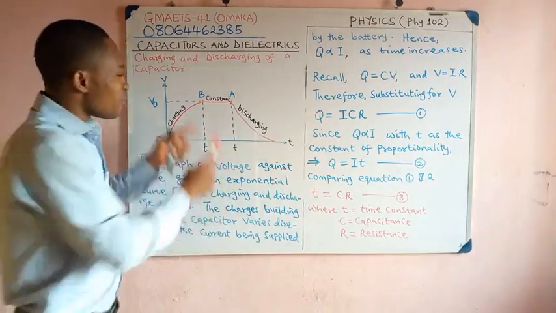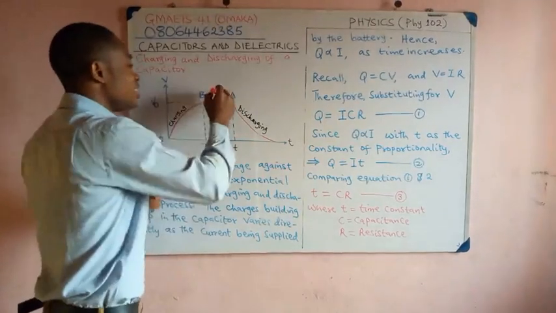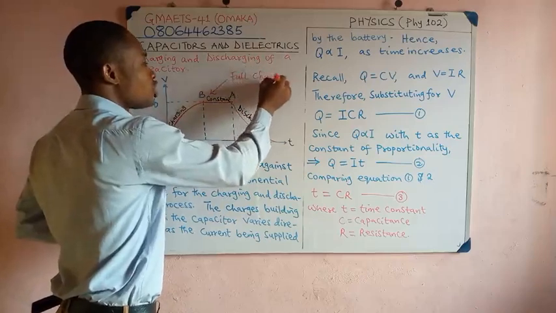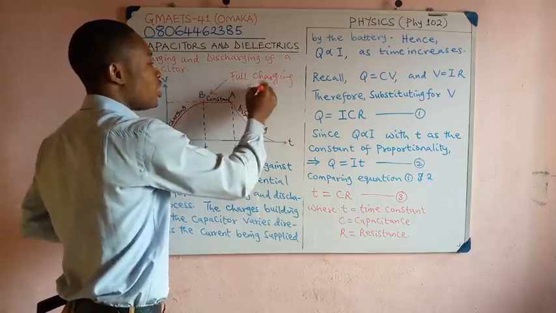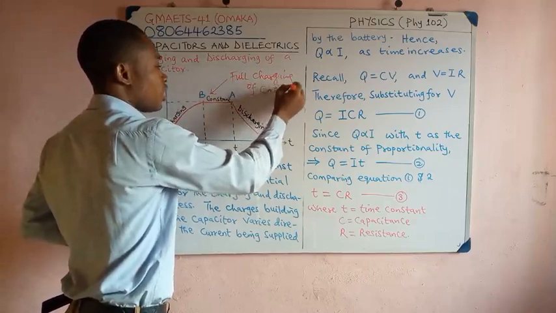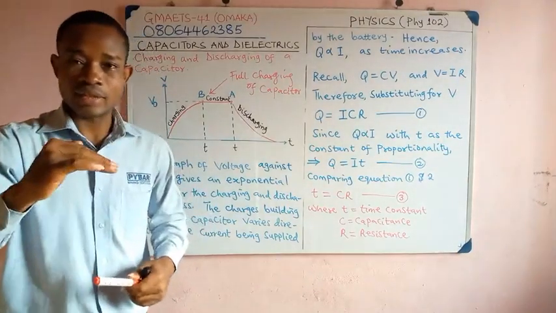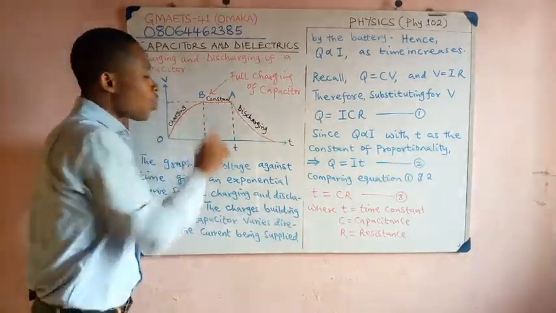So take note, between point BA, this shows full charging of the capacitor. Take note of that, please. That's when the voltmeter reading becomes steady. Then at point A, what happens?